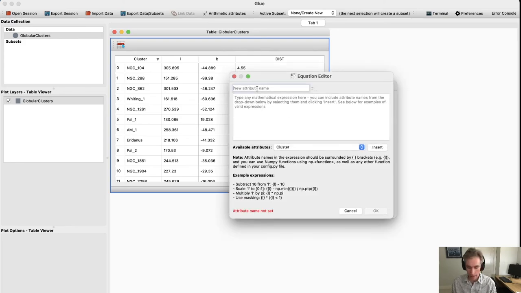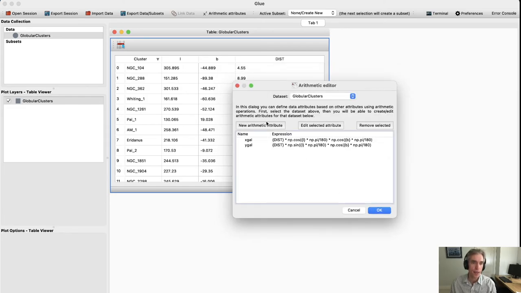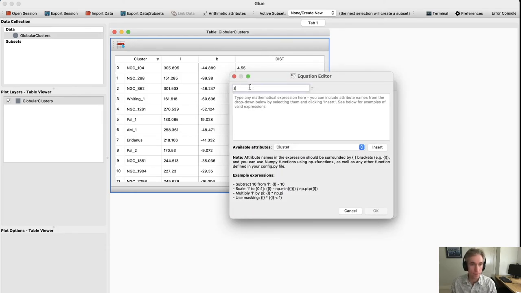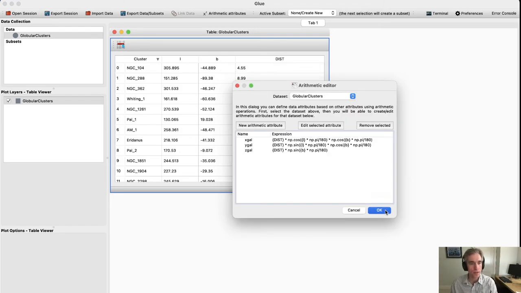I'll create a ygal, and there I have to change that to be a sine of the galactic longitude. Then I can create a zgal, which is only the latitude, and it's the sine of that. So that uses the expressions in chapter 1 to make this conversion to a three-dimensional coordinate system.